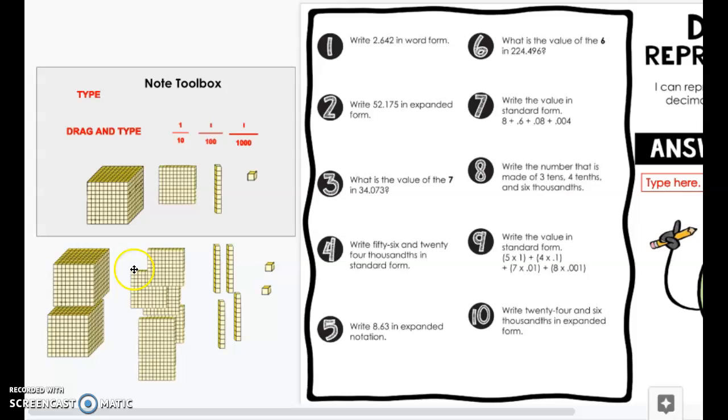So we have to say this number in word form. We remember we called this 2 wholes. So we would say it like we would read money. We would say 2 and, because remember, the decimal point says and. I saw a few people write point. Remember, the decimal point says and. So 2 and.